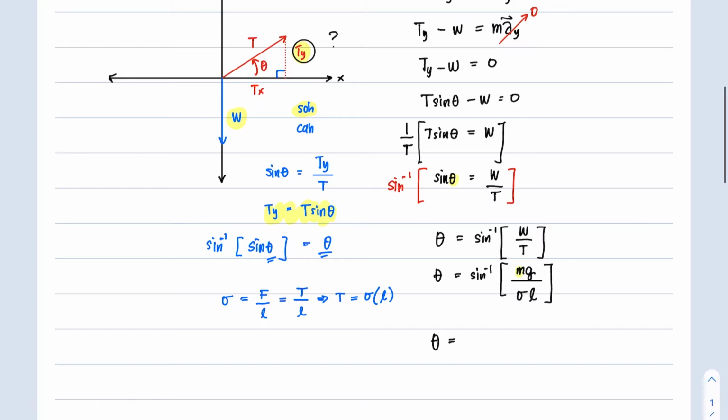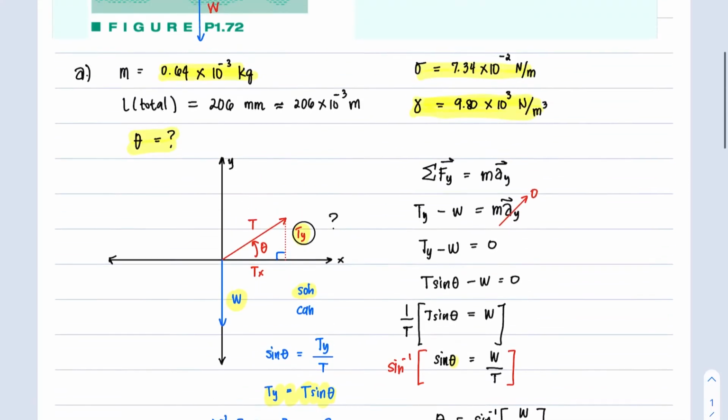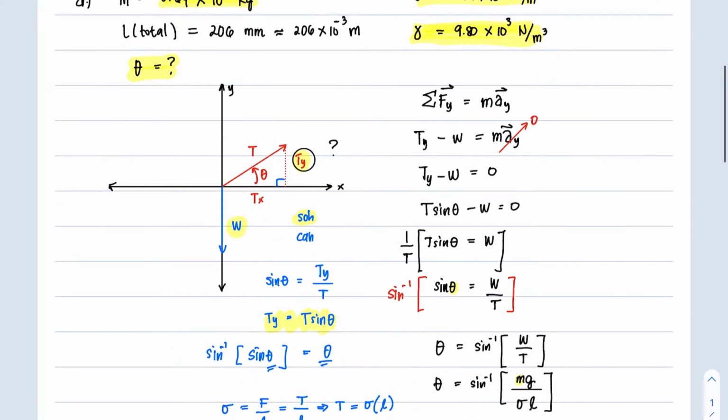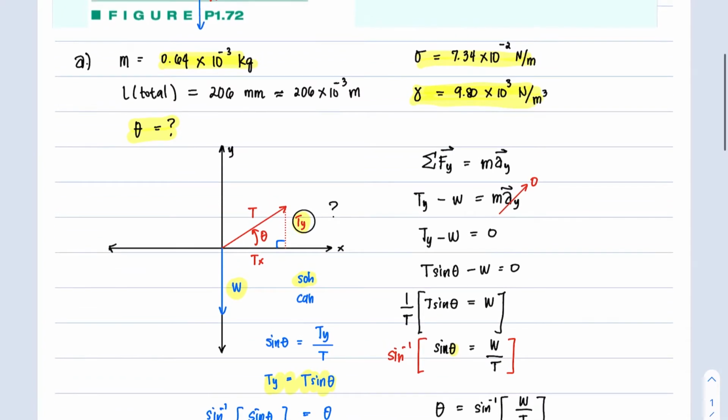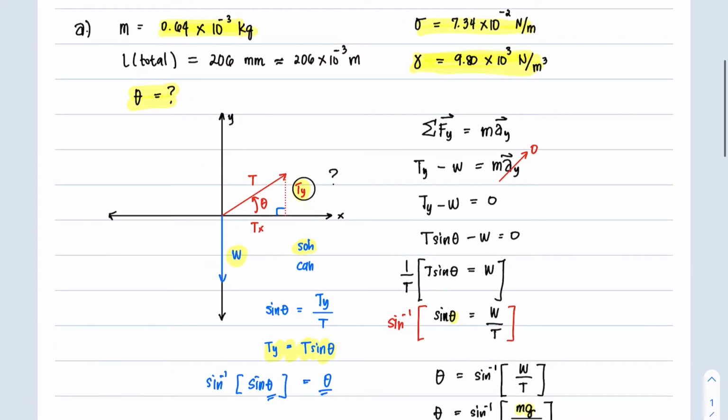Mass, that's given in the problem. It's specified here that it has a mass of 0.64 times 10 to the negative 3 kilograms. G, of course, this is a problem on Earth, so g is 9.8 meters per second squared. And sigma, of course, this is just the surface tension of water, which is 7.34 times 10 to the negative 2. And your length is also given in the problem, and that is 206 times 10 to the negative 3 meters.